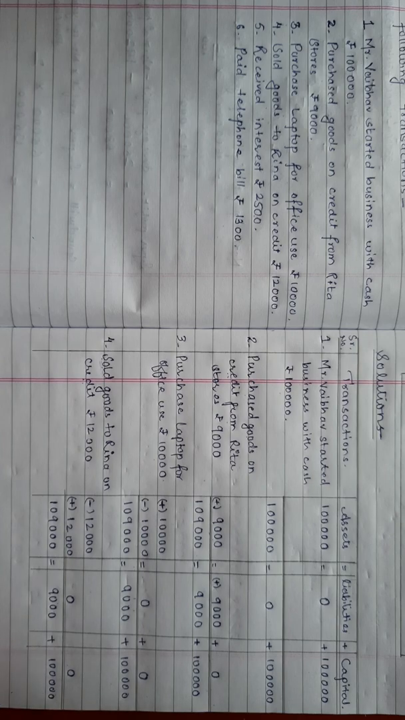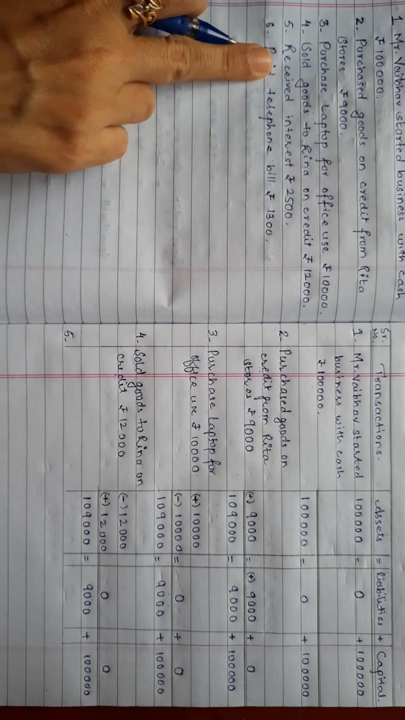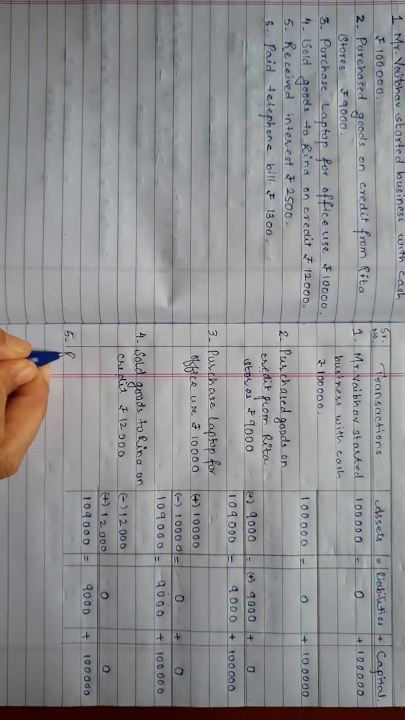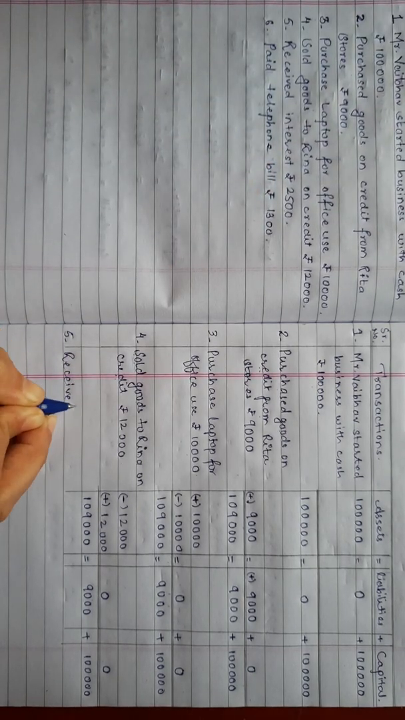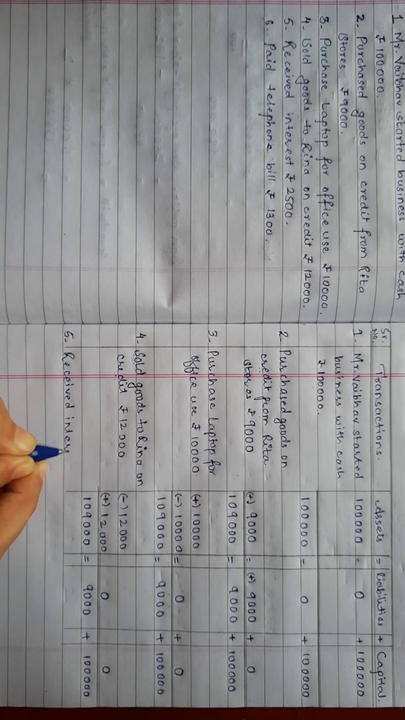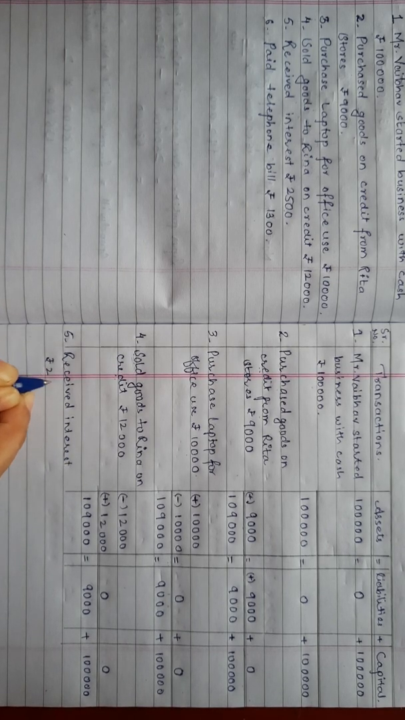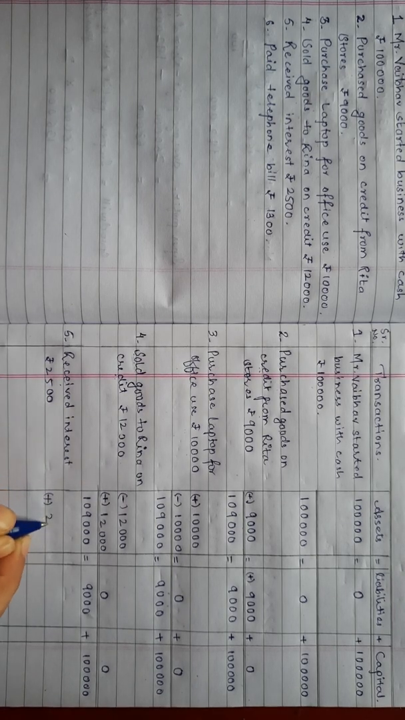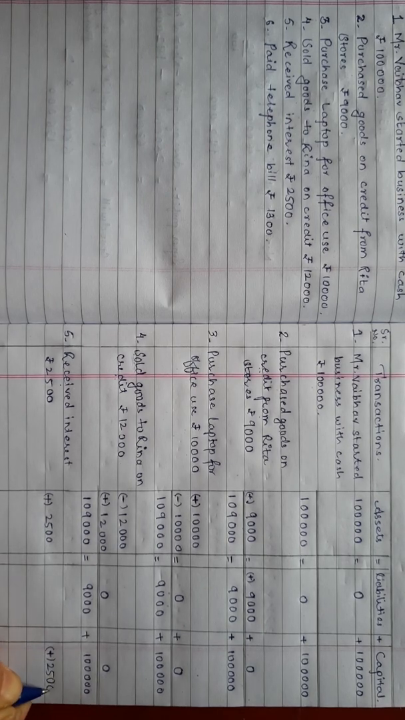Go for the fifth transaction now. The fifth transaction: received interest rupees 2,500. Write it down here. Received interest rupees 2,500. Interest is received, it means cash comes in, so asset is increased. Apart from it, as I told you, if something is received, it is added to the capital. So 2,500 will be added to the capital.